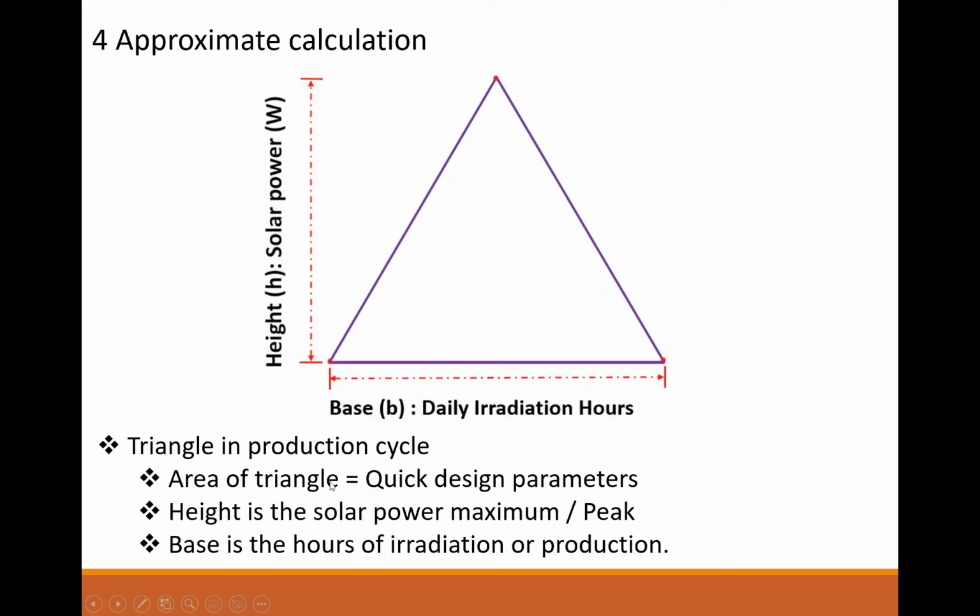The area of the triangle gives us the quick design parameters that we can use to estimate the energy that the system is able to give us. The height gives us the peak or maximum value of the solar that we have installed. The base gives us the hours of irradiation within that day. So it has to be done for every day. We can even have an average over a year to approximate how much we can produce with this system.